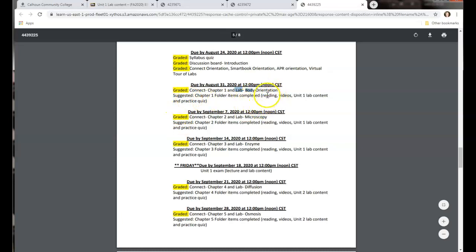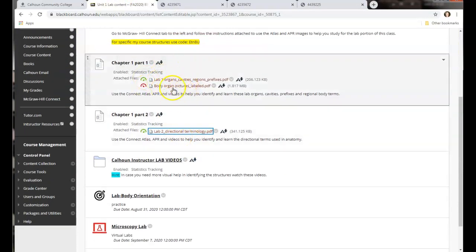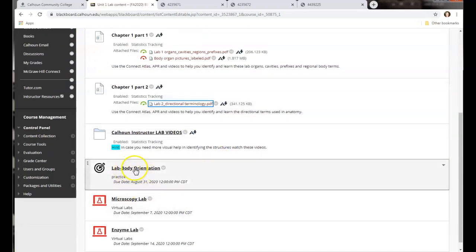You should be doing the readings if you aren't doing them when you do the Connect homework. If you aren't reading first and then answering the questions, at some point you should be reading the chapter, watching the videos that I posted, working on lab content, and practice quiz. So come back here. This is all the lab content you're working on, the terms list, the organs, the cavities. You've done the lab body orientation.